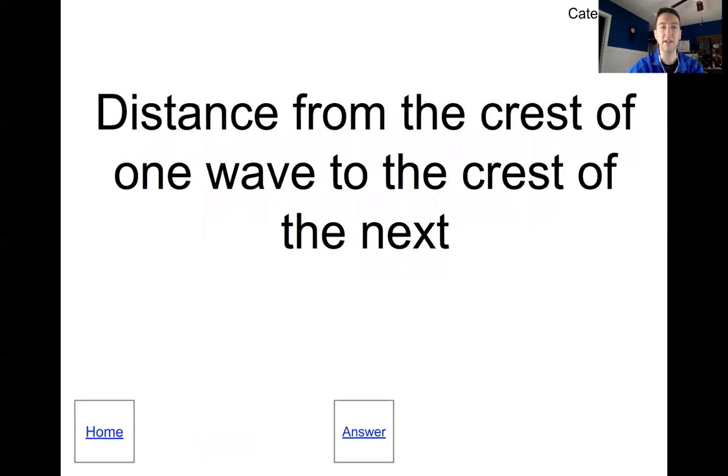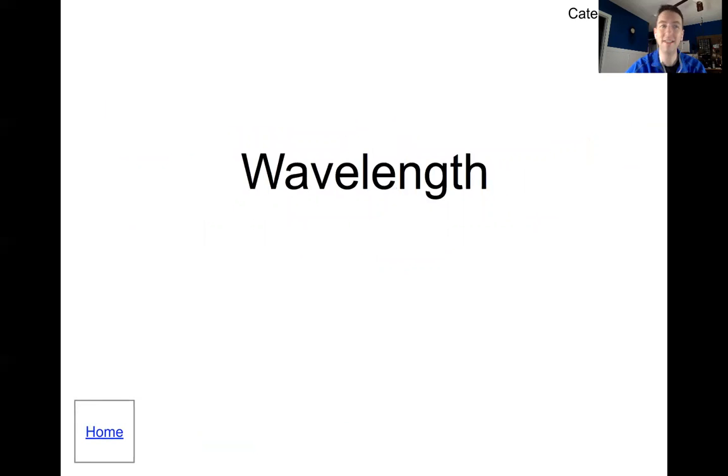All right, moving on. The distance from the crest of one wave to the crest of another. I'm measuring the length of a wave. The length of a wave. It's, you guessed it, wavelength.